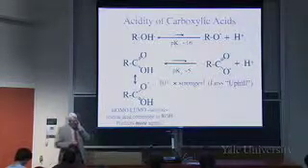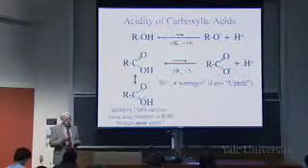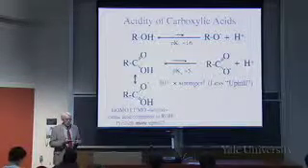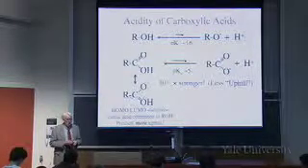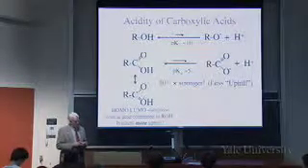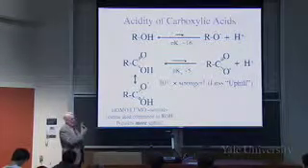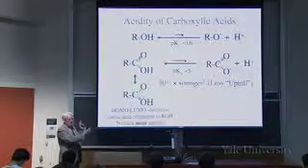And why? Well, just like an amide, you have an unshared pair on the OH oxygen, which could be stabilized by the pi star orbital of the C double bond O. Now, if that stabilizes the material on the left, how should it affect the equilibrium constant?